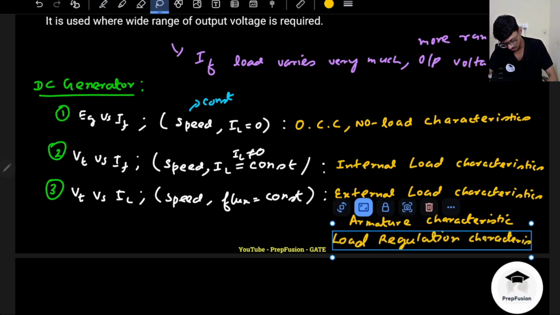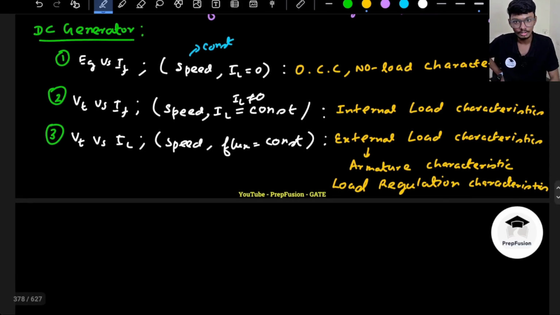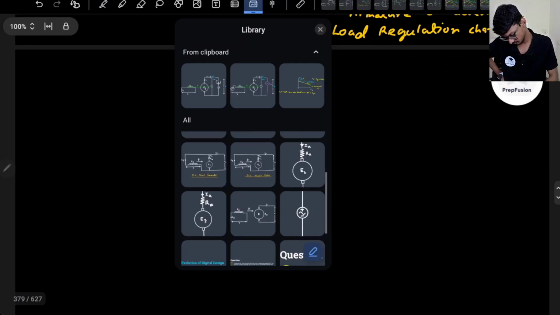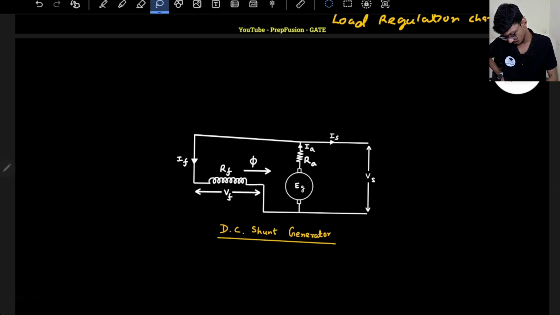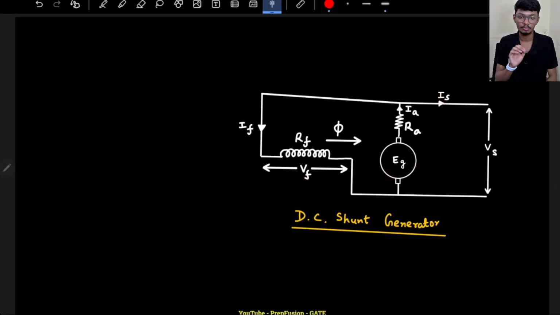Now we will discuss the shunt generator, because questions will not be asked from separately excited. This was just to understand what characteristics are. So now let's discuss the shunt generator. What is a shunt generator? Let me put the picture of a shunt generator here. What will be the open circuit characteristics for a shunt generator? That is what we want to determine, right?